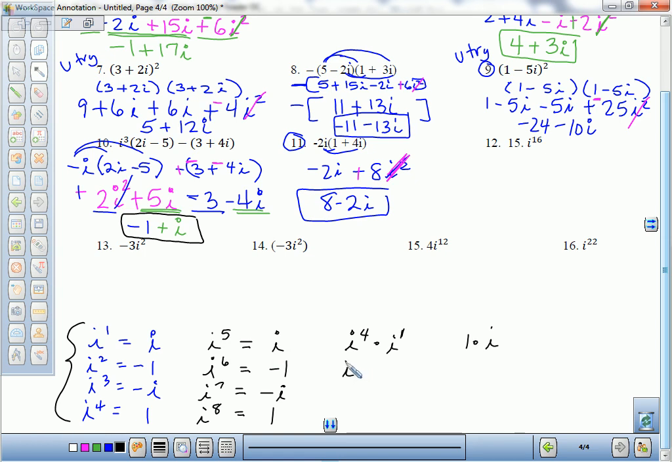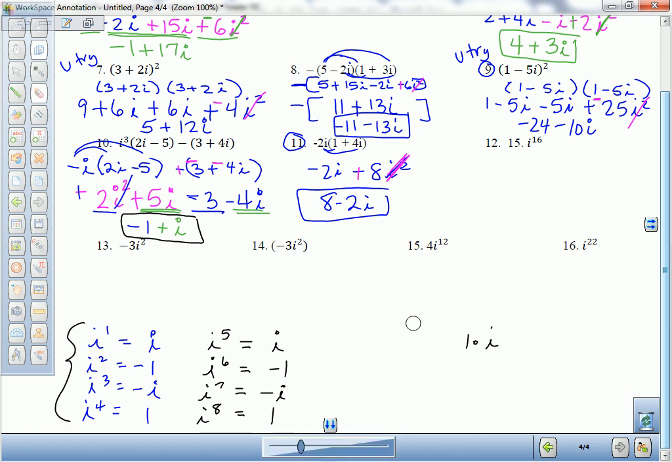I to the 6th is really I to the 4th times I squared. Well, we said I to the 4th was 1. And we said I squared is negative 1. So what is 1 times negative 1? Yeah. Okay? So the pattern does repeat, and we can prove that it works.